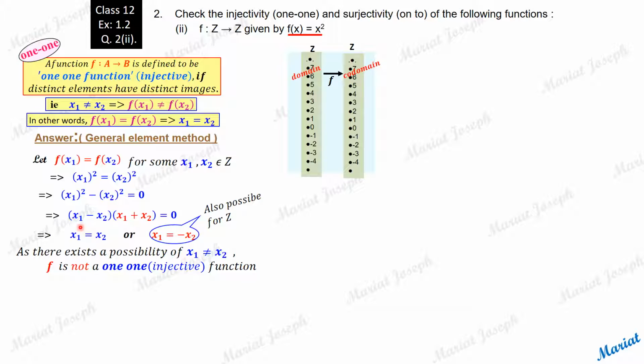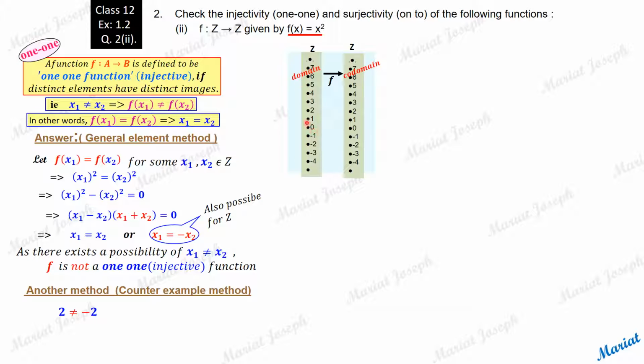Whereas the same concept, same proof can be written using a counter example, a numerical example that goes against the definition. For that, I'm using the first interpretation. Let us take two numbers x1 and x2 which are unequal. I'm taking 2 and minus 2. Of course, 2 and minus 2 are unequal.